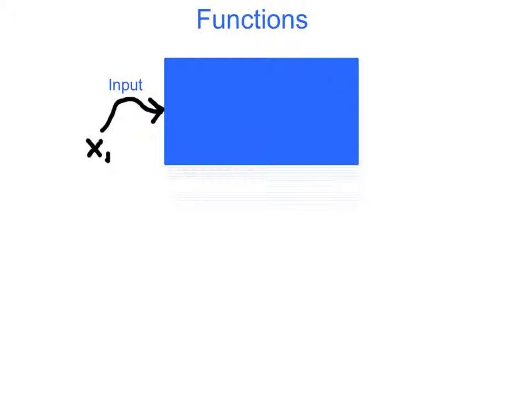Now, something happens inside the function box to x sub 1, and the result comes out as output, and the output is a specific y value. We'll call that y sub 1. So y sub 1 is our output. X sub 1 is our input. Something happens to x sub 1 inside the function, and the value is output as y sub 1.